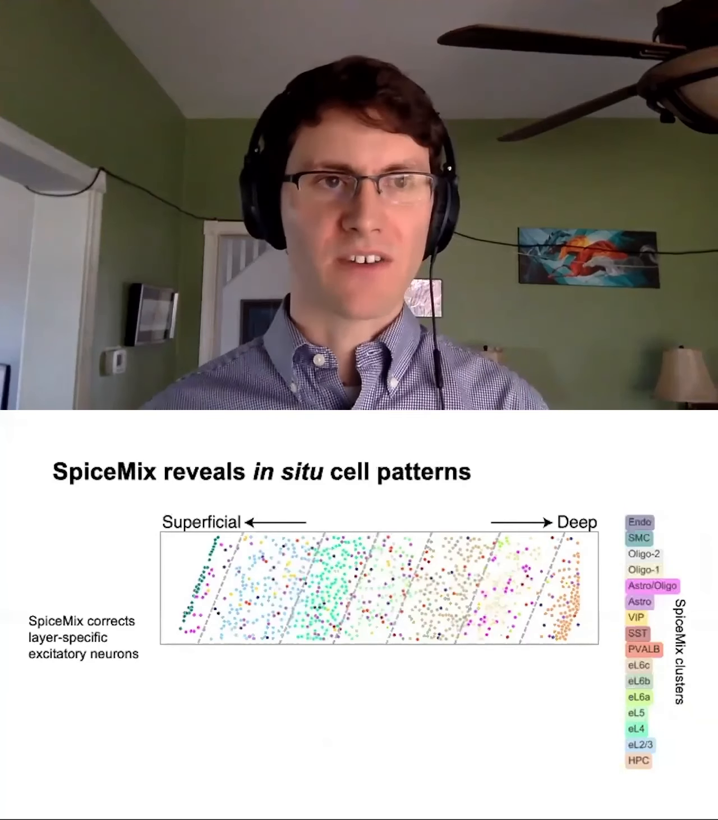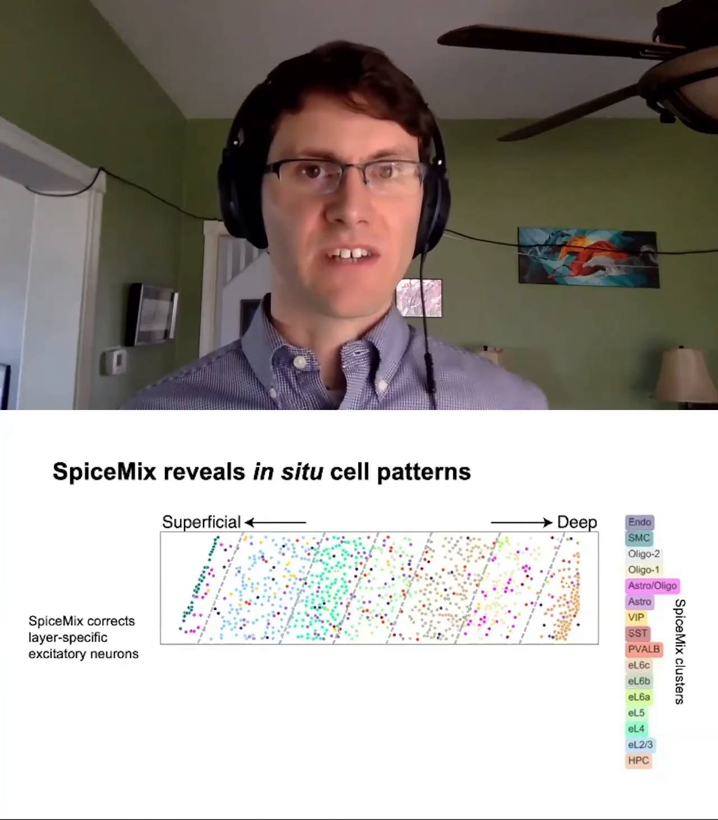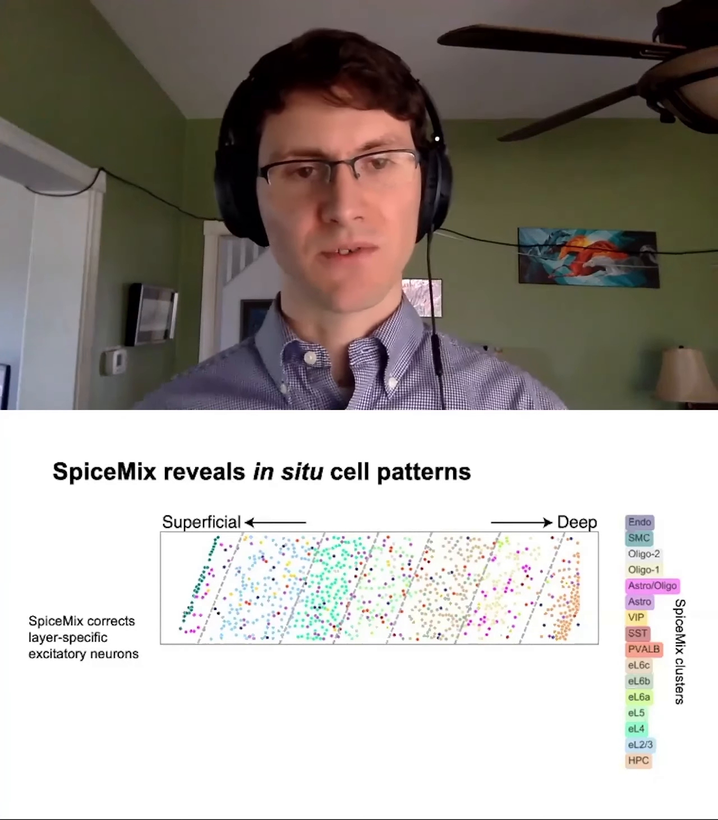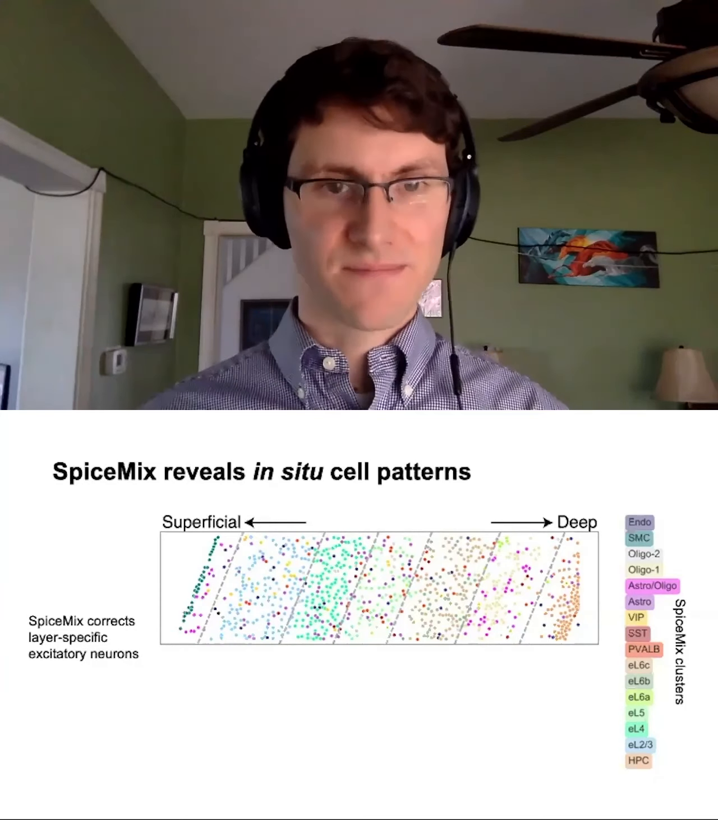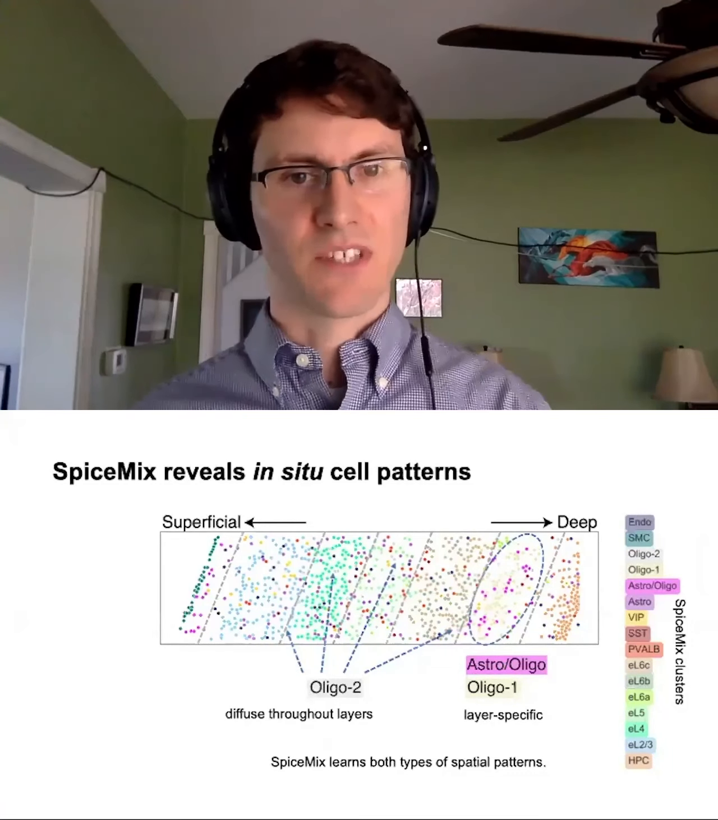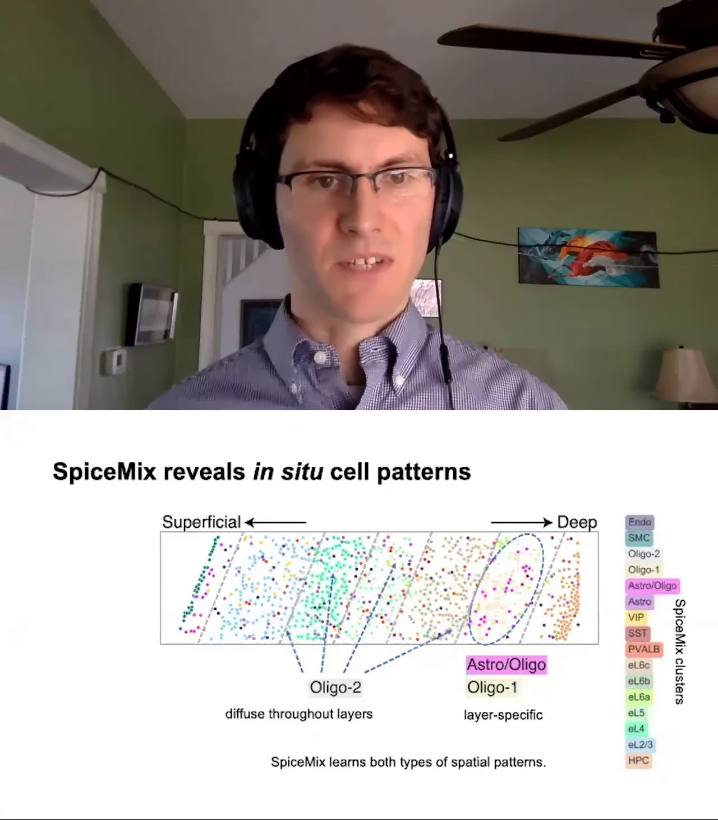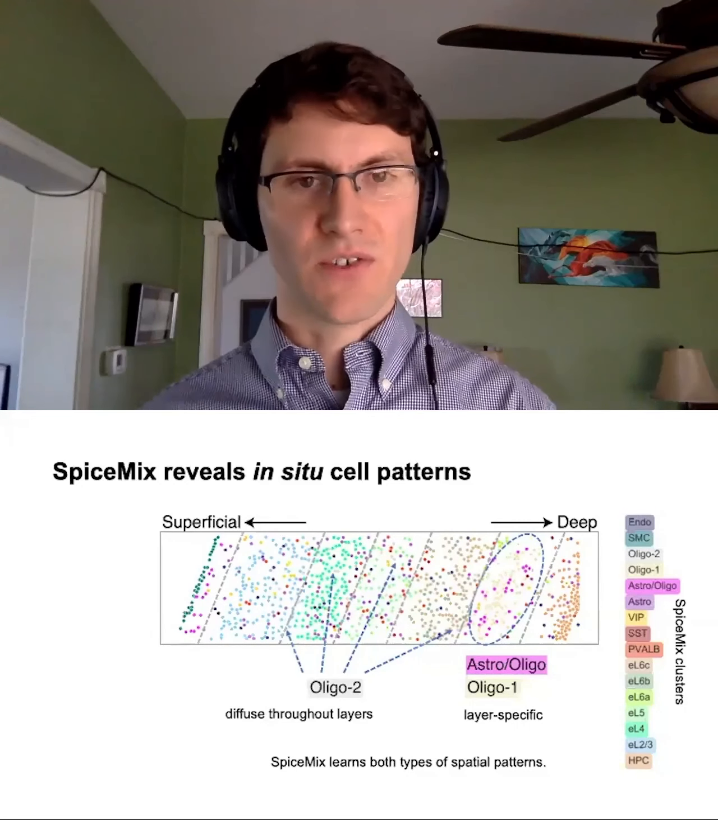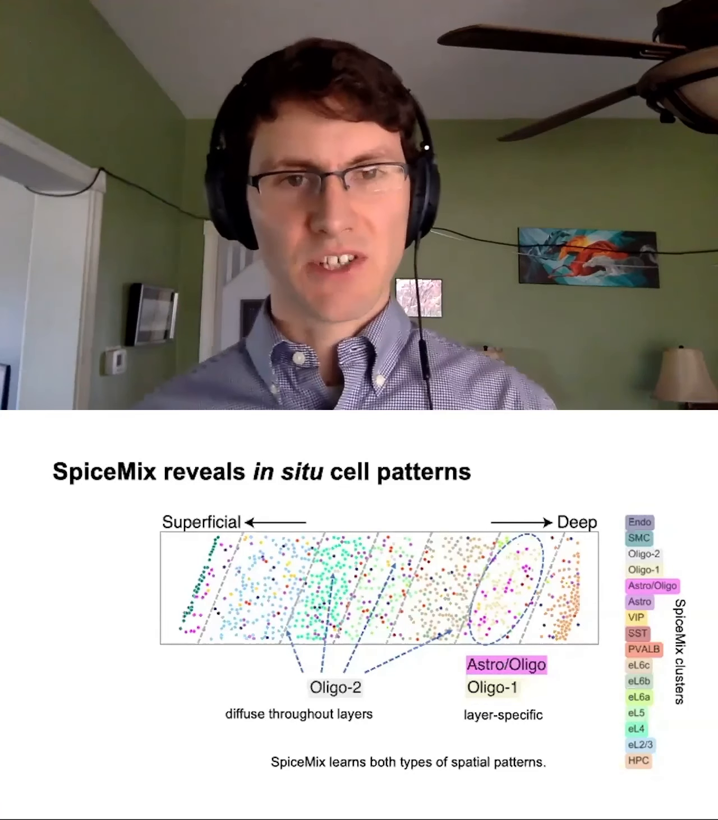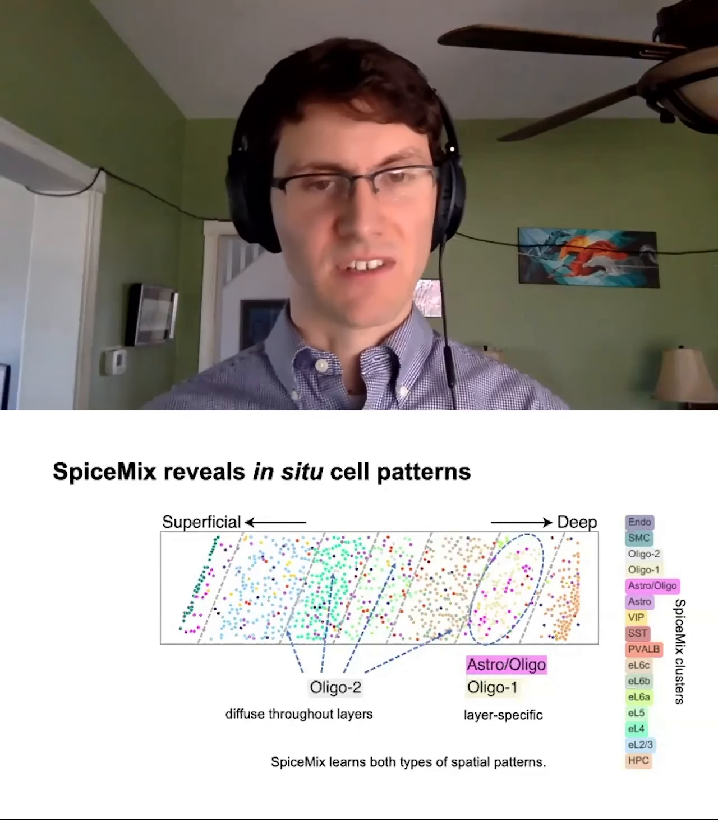And if we look at the spatial patterning of these cells in situ, we can see that SpiceMix is able to recover the layer-specific patterning that we expect, particularly in the excitatory neurons, and was even able to improve over the original STARmap study. But we can also see that it can find different spatial patterns, not just layer-specific patterns like those neurons or these two oligodendrocyte types, but even this oligo2 type that's found diffuse throughout tissue. And again, if we were running HMRF on this, because it assumes a spatially smooth output, it wouldn't be able to find these different types of patterns, whereas SpiceMix can learn them from the data itself.